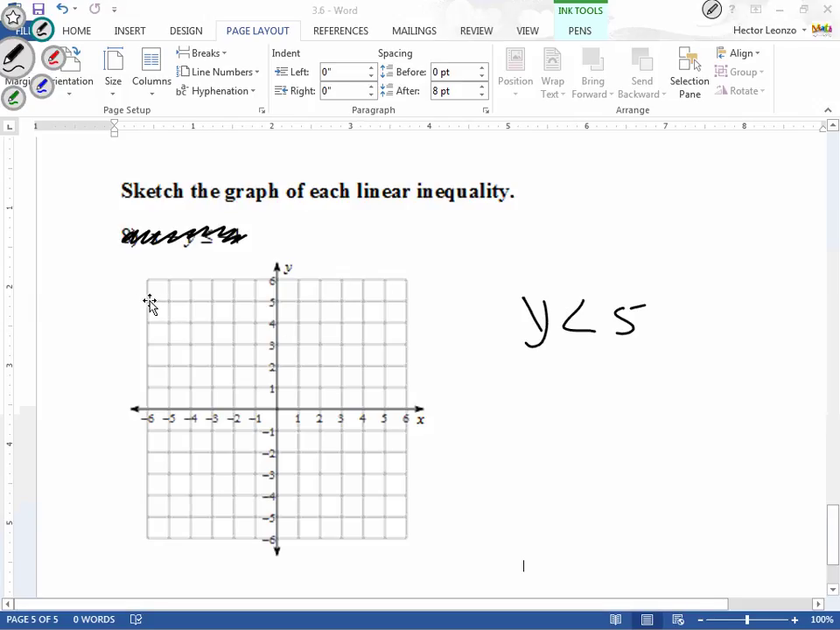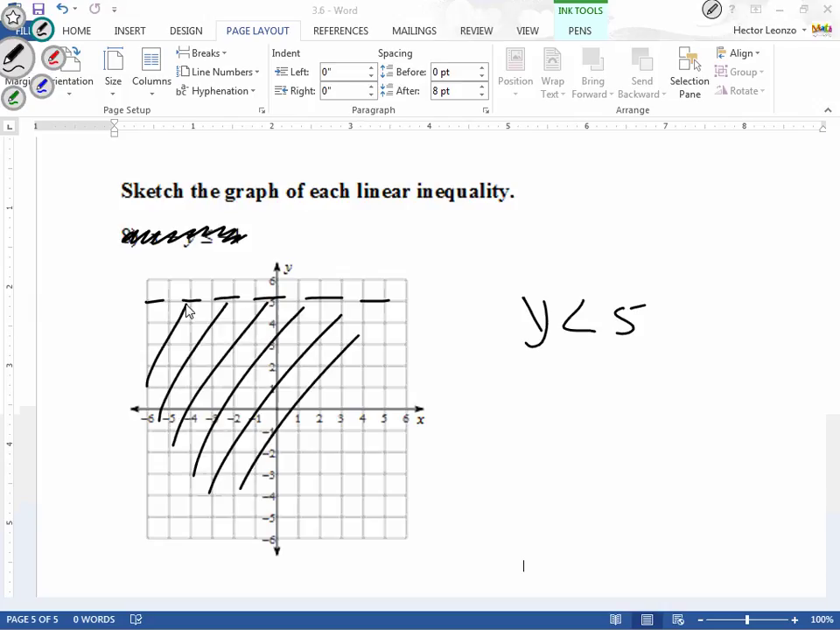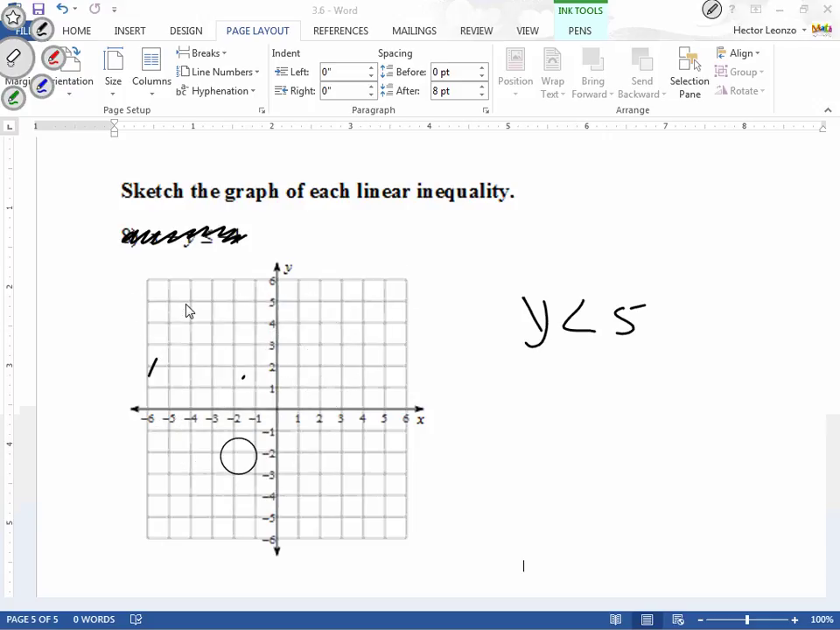In this case, I'm going to use a dotted line because my inequality does not have the or equal to part. So I'm going to use the dotted line. And because the y is less than, I'm going to shade below my line. So I'm going to shade that. The y by itself is not too complicated. Now, the one that is a little bit hard, the one that we might have a little hard time dealing with is when the x is by itself.